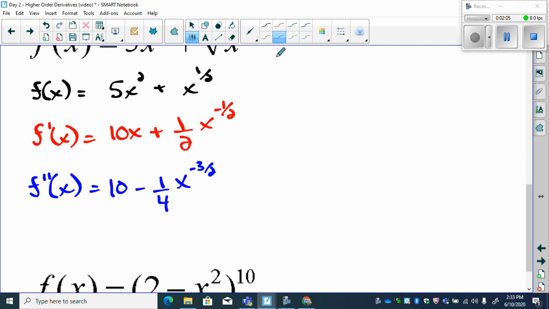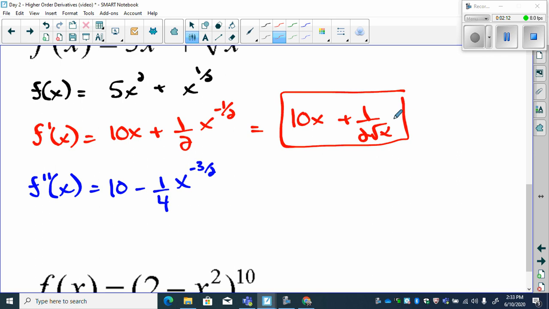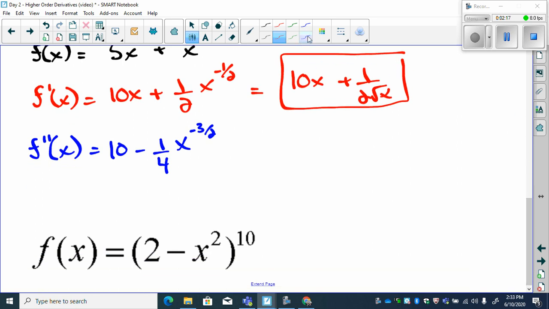Now, if I had to simplify these, okay, I'd probably call this one 10x plus 1/2 root x. And I don't think I'd bother getting a common denominator between those. I'd leave it as is. And I'd call this one 10 minus 1/4 times, and this would be the square root of x cubed, or x to the 3/2. Okay, it doesn't matter. You could write that as 4 times the square root of x cubed if you like. All good? All right.